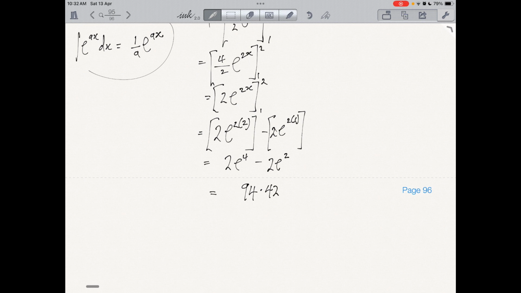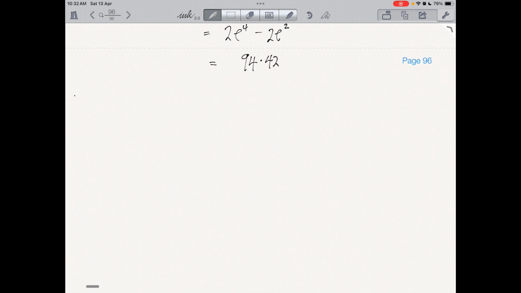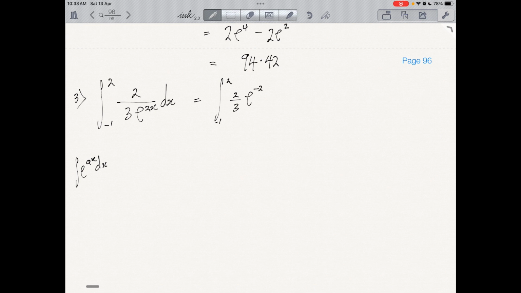Let's take another example in this format. Let's integrate from minus 1 to 2 of 2 divided by 3 exponential 2x dx. Now the first thing to do in this case is to make it in the format of the integral of exponential ax dx. And doing this, we have to apply the law of indices such that this will give us 2 over 3 exponential minus 2x dx. That means we're applying the law of indices.